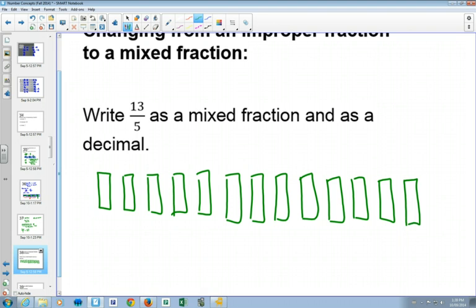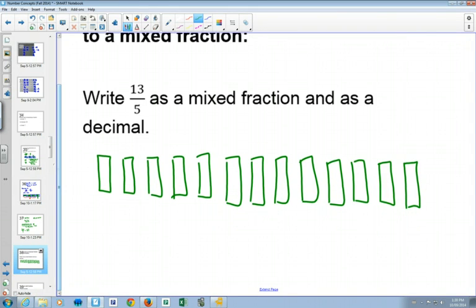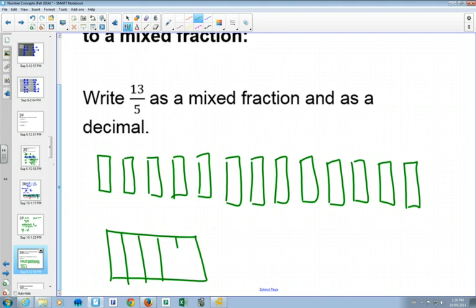And if you have 13 of those pieces, but you know that when you get a chocolate bar, a whole one has 5 full pieces. So if you got 13 pieces, how many whole chocolate bars do you have here? 2. We see that these 5 could be put back together.